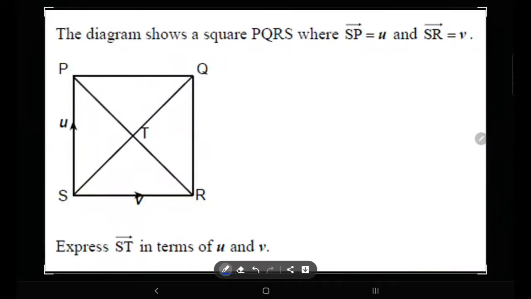Welcome to a vector pathways example. The best way to truly understand vector pathways, I think, is to work your way through different examples and you'll start to see how the pieces fit together.